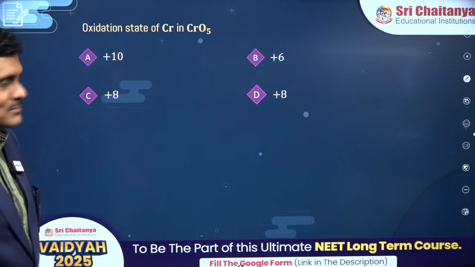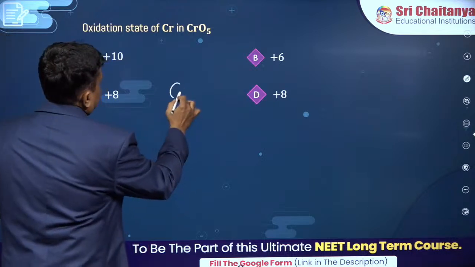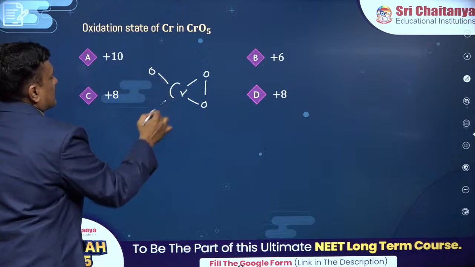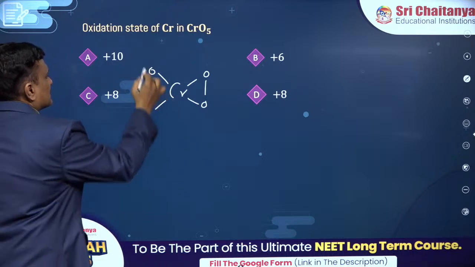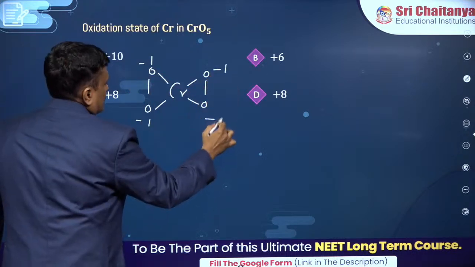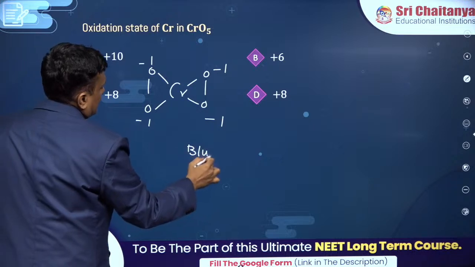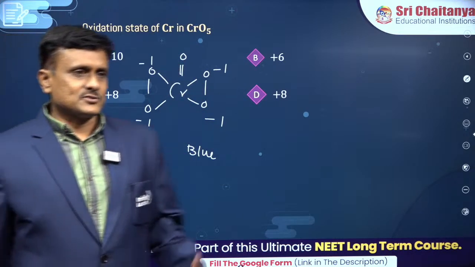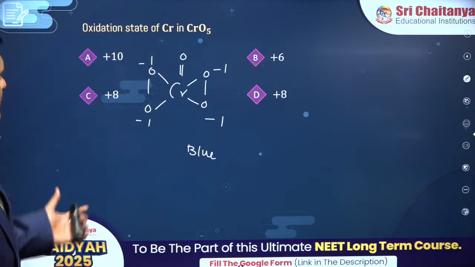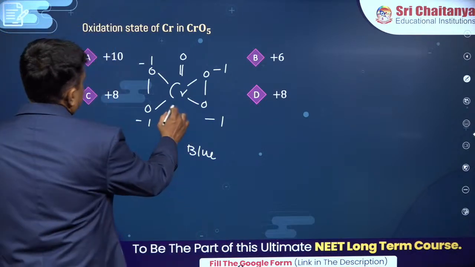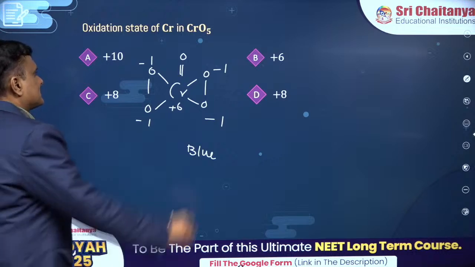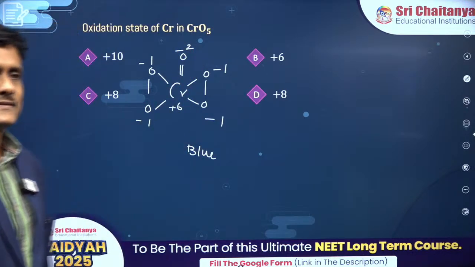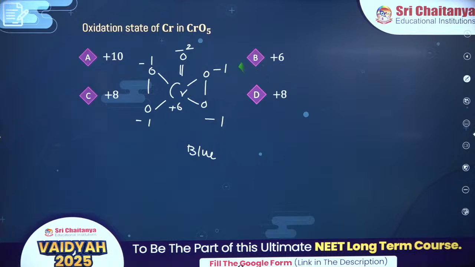Oxidation state of chromium in butterfly. You know that this butterfly is very famous for its oxidation state of chromium, number of peroxy bonds, and its blue color, isn't it? It is the reaction of potassium or sodium dichromate with H2O2, a famous compound. And it is not plus 10 but plus 6, because there is only 1 oxide, remaining 4 are peroxides. We know this, right? Blue color solution.